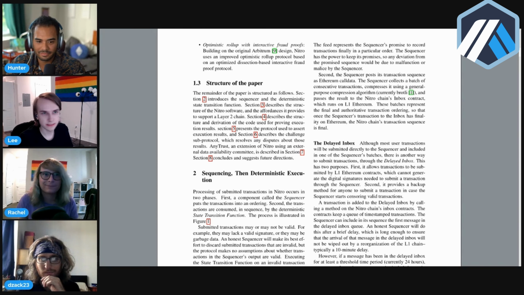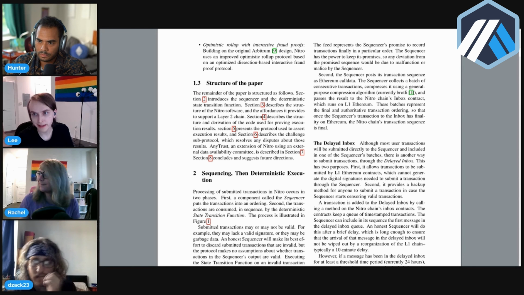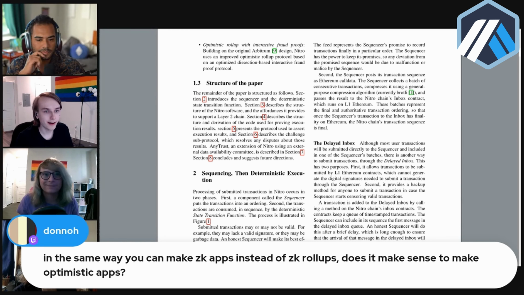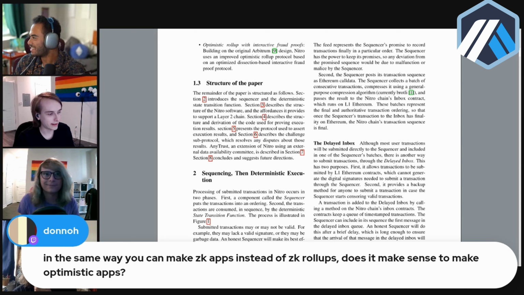Maybe now would be a good time to go through some of the questions we've gotten since we started. Yes, absolutely. One of the first questions was, in the same way you make ZK apps instead of ZK rollups, does it make sense to make optimistic apps? Well, frankly, if I had to guess why people are making ZK apps, it's because they can't make ZK rollups yet. I think optimistic rollups are our strength, and the fact that we actually have one live with fraud proofs that work is an amazing feat of engineering. And I think it represents why we chose optimistic rollups.